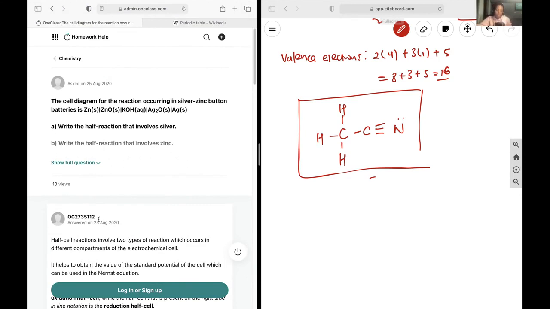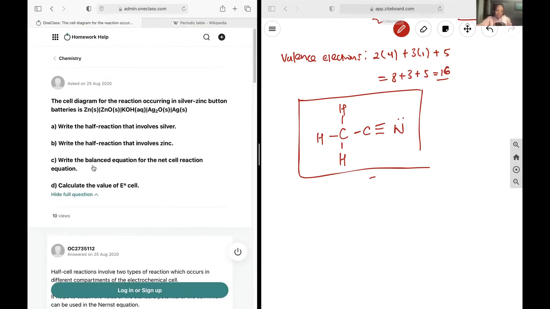Okay, next up, we would like the half reactions. So the cell diagram for the reaction occurring in silver zinc button batteries is like that. We'd like the half reaction that involves silver, the half reaction that involves zinc, the balanced net cell reaction, and the cell potential, the standard potential of the cell.